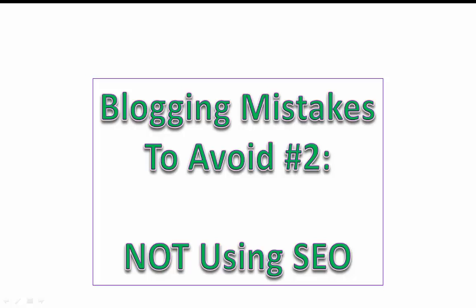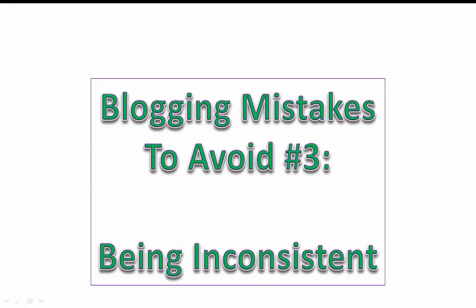Okay, so we're not using it to game the system, we're using it to advise the system of what it's about so that we can get the right people coming to our blogs and checking out our stuff. Okay, blogging mistake number 3 to avoid is being inconsistent.